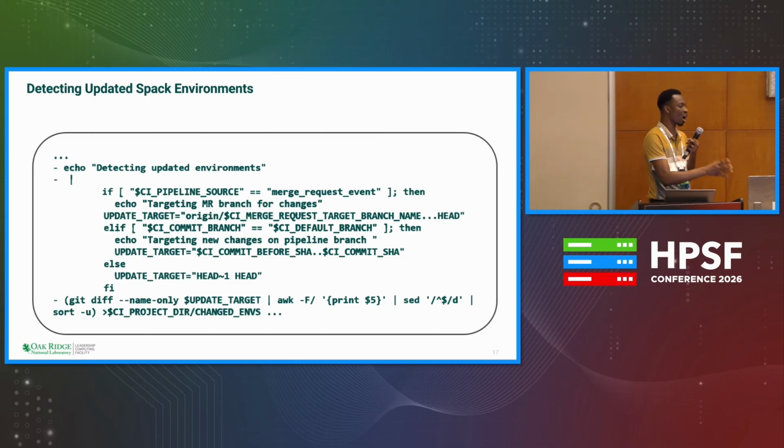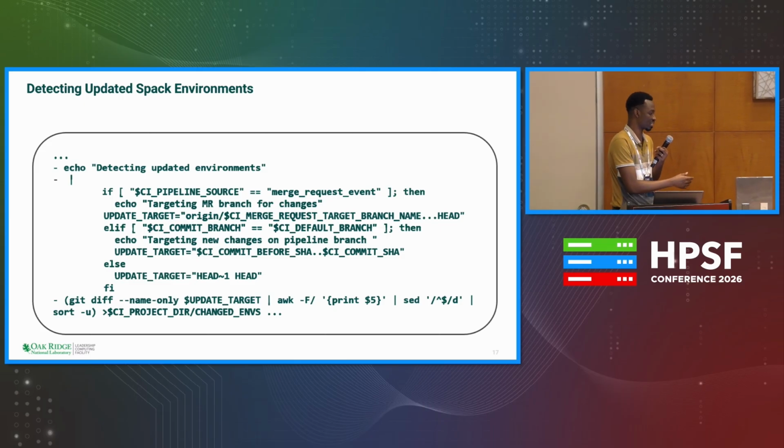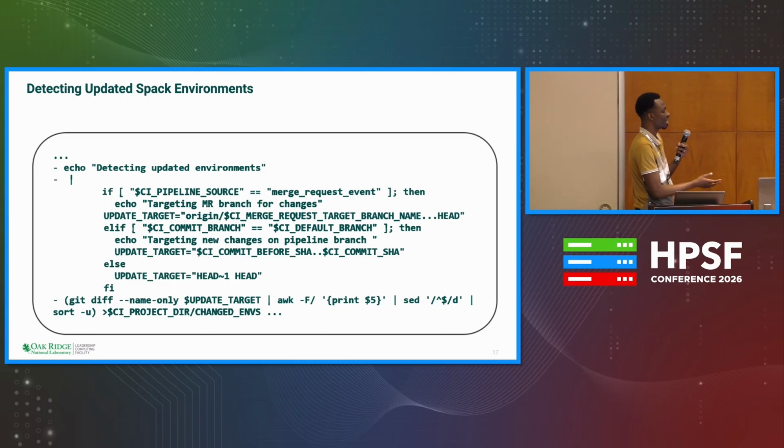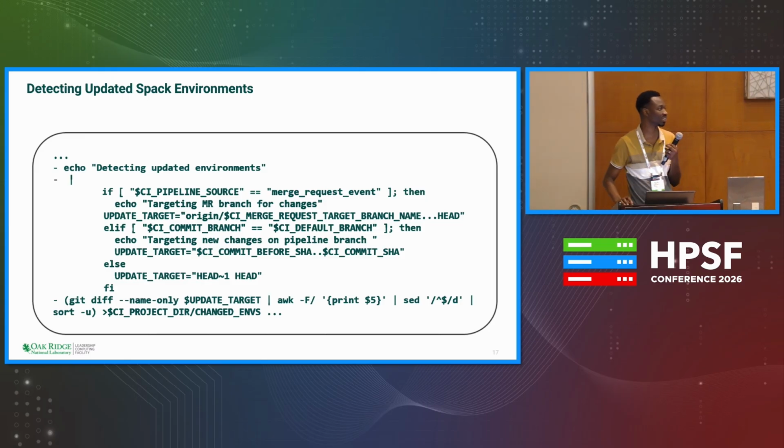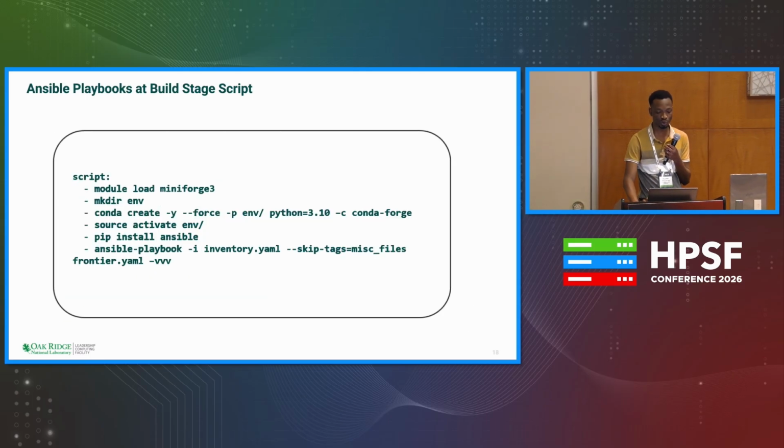Now, if the pipeline was triggered through a merge request, then what it's going to do is look at that merge request branch and the main branch, and then it would also dictate what has changed from those environments.